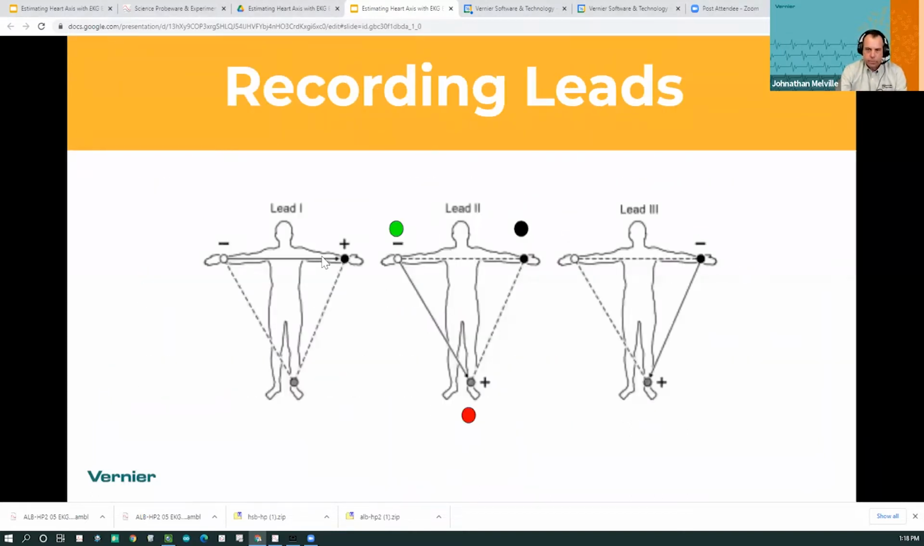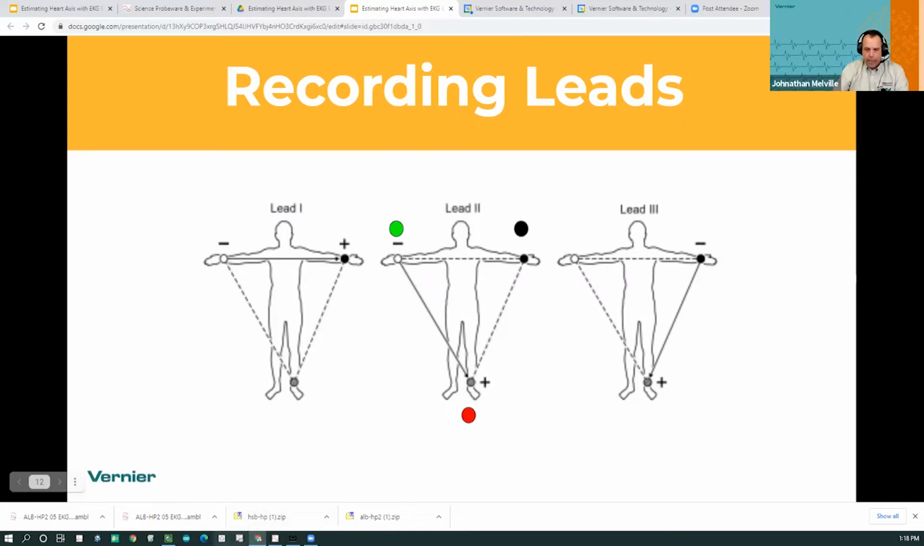Okay, lead two. For lead two, here's lead one: red, green, black. I just need to move the red lead to my foot and exchange the red and black leads. So I'm going to do that. Red goes to my foot. Now you can see, I hope, green, green, black, and then red is on my foot.